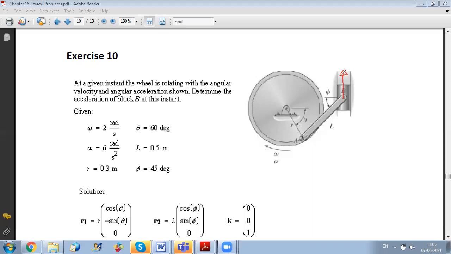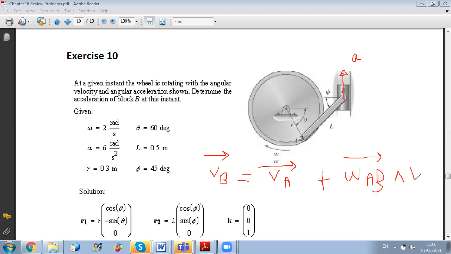So here, how should we think? Which formula should we use? We should say B is a fixed point on AB. So I can correlate velocity of B to velocity of A using the equations of translating axis. So I can just say that velocity of B as a vector is equal to velocity of A plus omega of the rod AB vectorial AB. This is the first correlation I can write.